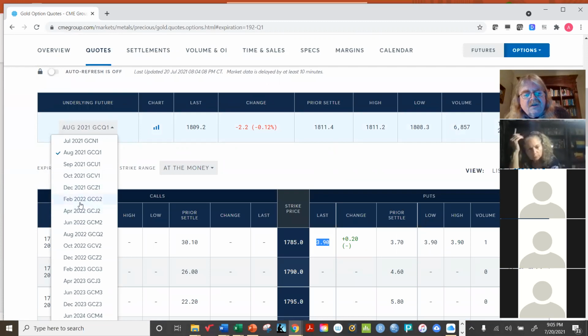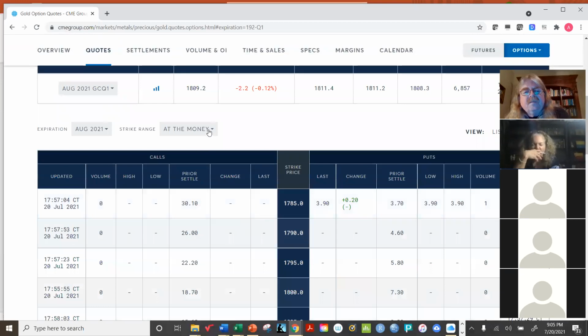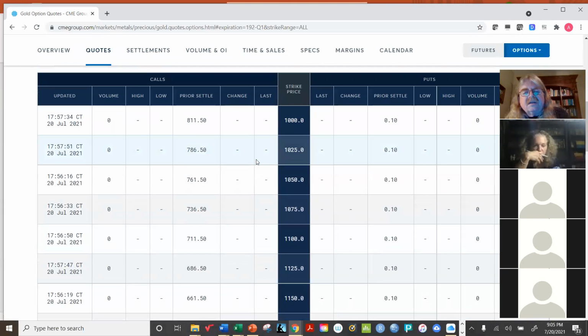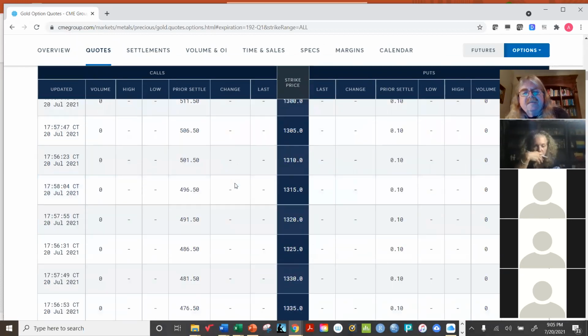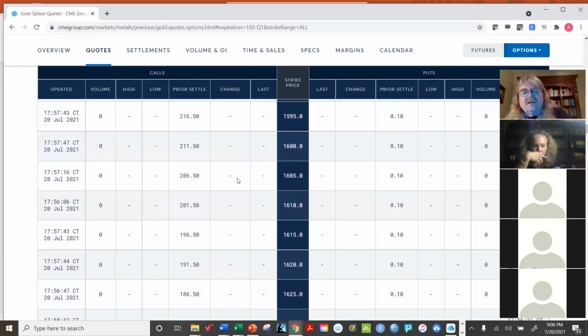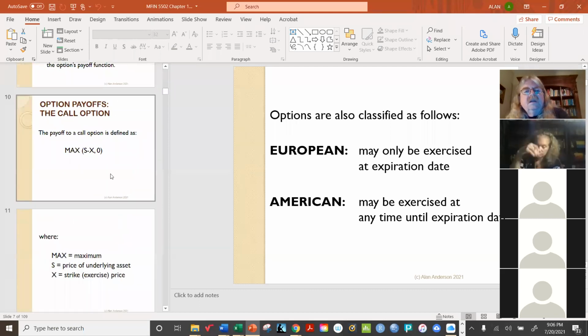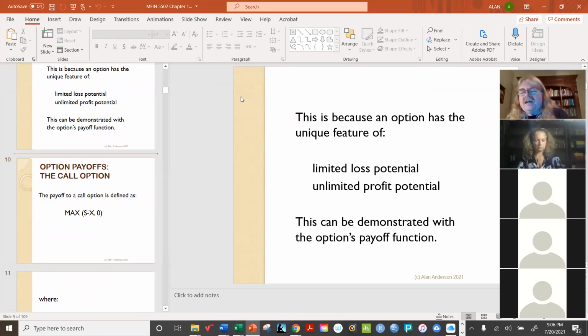Okay, so we have all these other months to choose from. But also what we can do, that was just at the money. This is the full list. But this includes the ones that are really ridiculously cheap or expensive that probably nobody is buying or selling. Yeah, that's what I thought. All right, well, anyway, now, what happens if you buy a call? All right, I'll tell you what, let's back up for a bit and come up with an example.